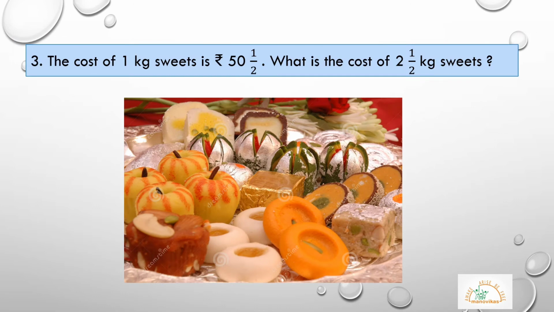Third one, the cost of 1 kilo sweets is rupees 50.5. What is the cost of 2.5 kilo sweets? So here cost of 1 kilo sweet is given to us. We have to find the cost of 2.5 kilo sweets. So yes, we have to do multiplication.